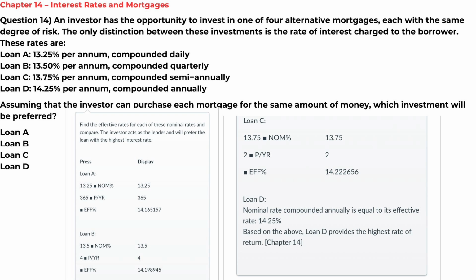Question 14. An investor has the opportunity to invest in one of 4 alternative mortgages, each with the same degree of risk. The only distinction between these investments is the rate of interest charged to the borrower. These rates are given. Assuming that the investor can purchase each mortgage for the same amount of money, which investment will be preferred? Loan A, B, C, or D? Solution: find the effective rates for each of these nominal rates and compare. The investor acts as the lender and will prefer the loan with the highest interest rate.